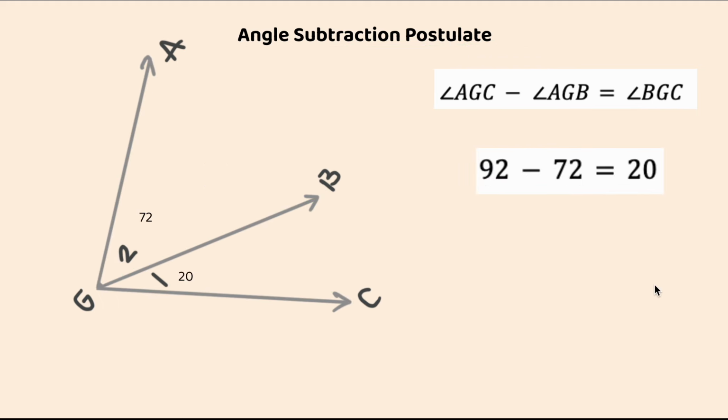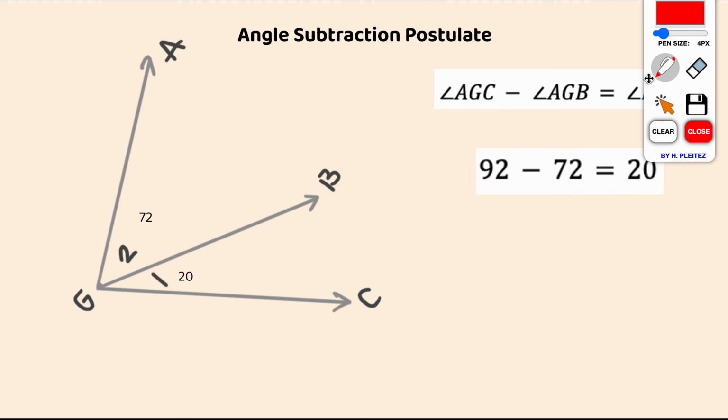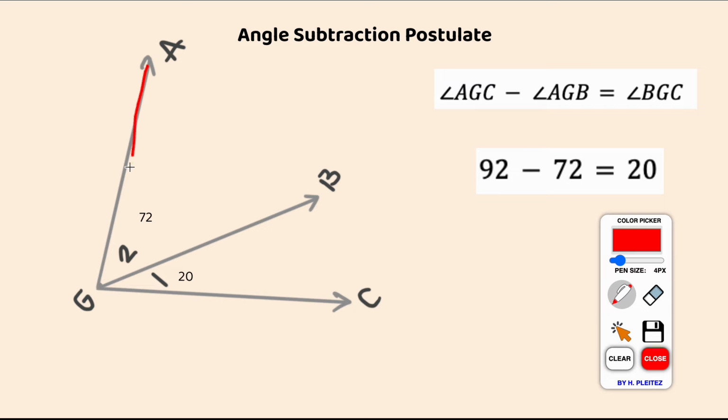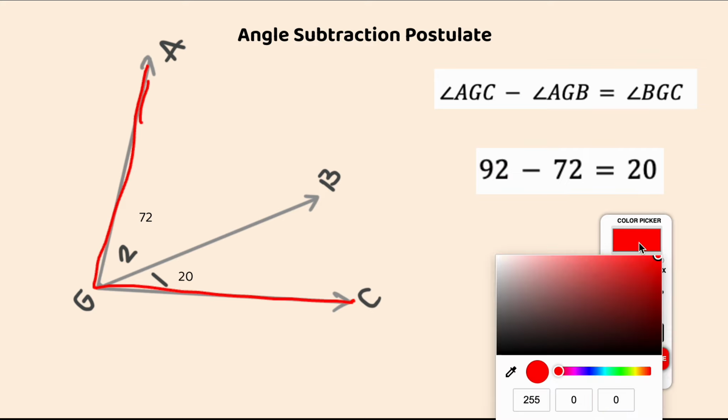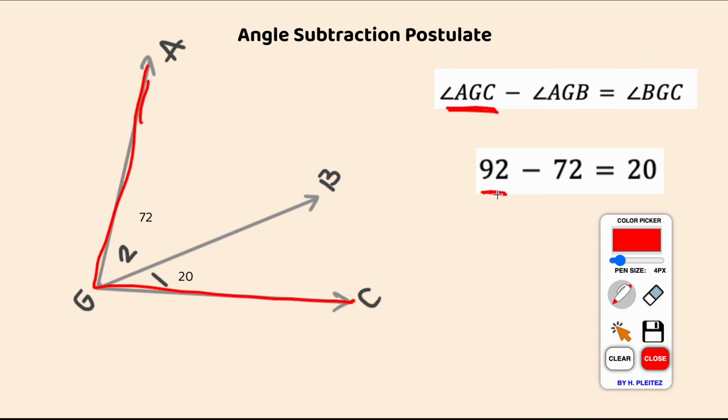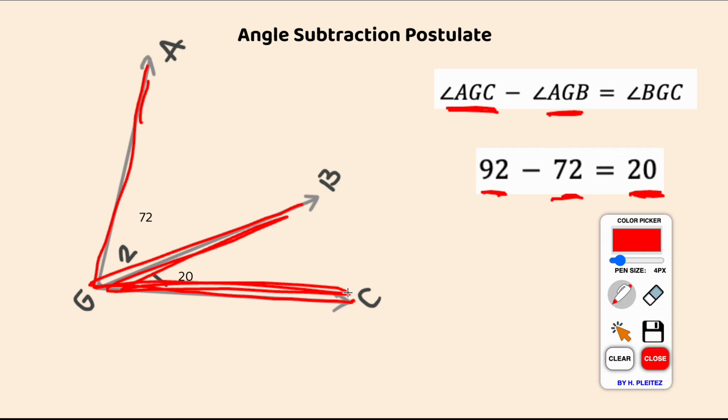Now again, providing numbers to this helps. So we're going to say that AGC, which is the whole thing, is 92. We're going to say that AGB is 72, and we're saying that BGC is 20. So if we do AGC, which is 92, minus AGB, which is 72, we're going to get that value of 20. And you can see that that's what we're left with here, right? So again, angle subtraction, we're just taking pieces away from the larger angle.